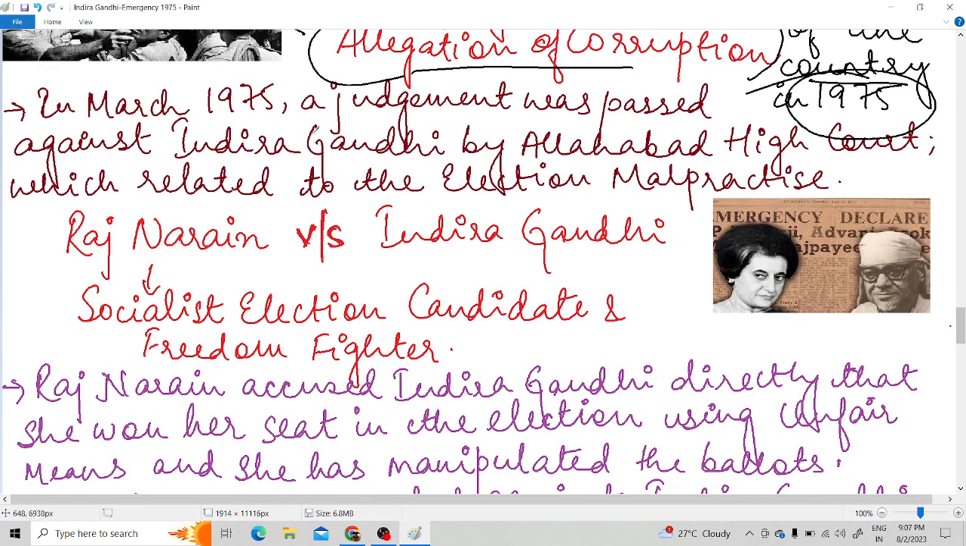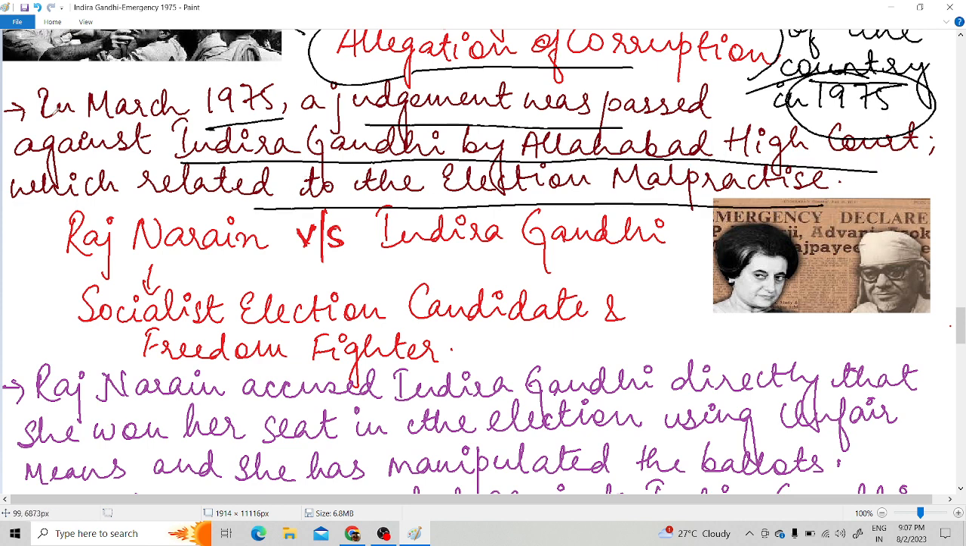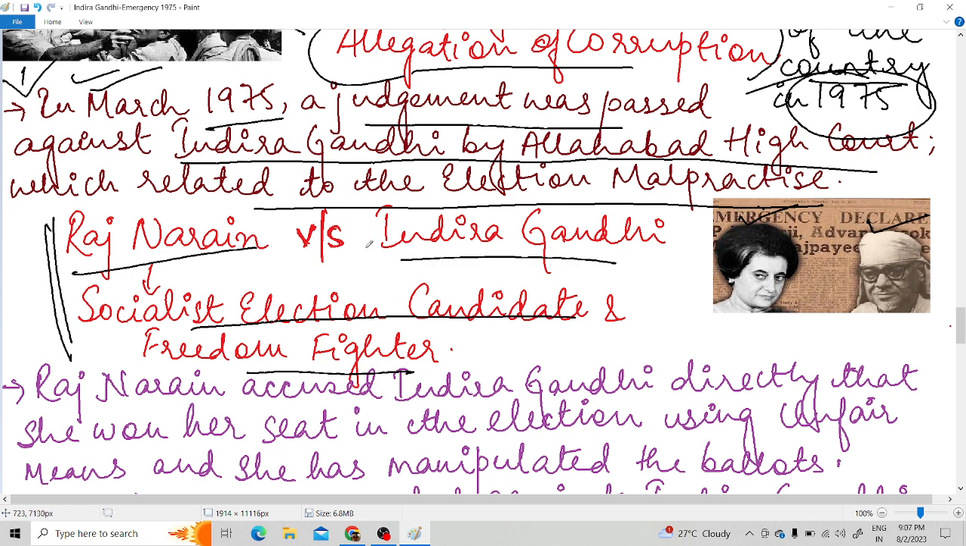In March 1975, a judgment was passed against Indira Gandhi by the Allahabad High Court, which related to election malpractice. This is the major trigger to this calling of emergency. Here you can see Indira Gandhi and Raj Narayan, who is a socialist election candidate and a freedom fighter. This is a famous case law, Raj Narayan versus Indira Gandhi, and vice versa, Indira Gandhi versus Raj Narayan.